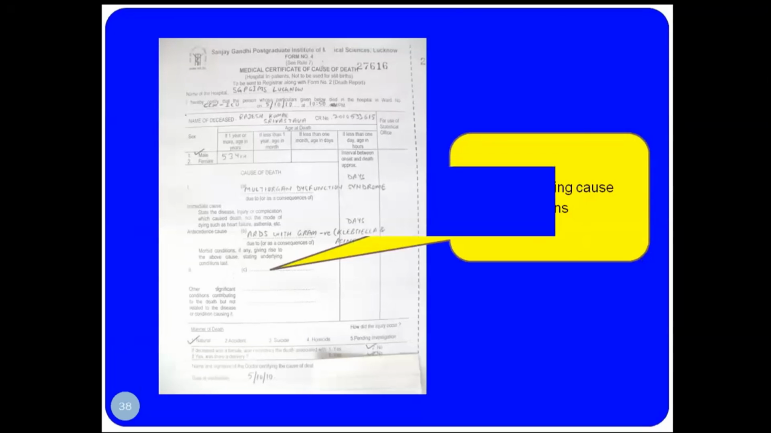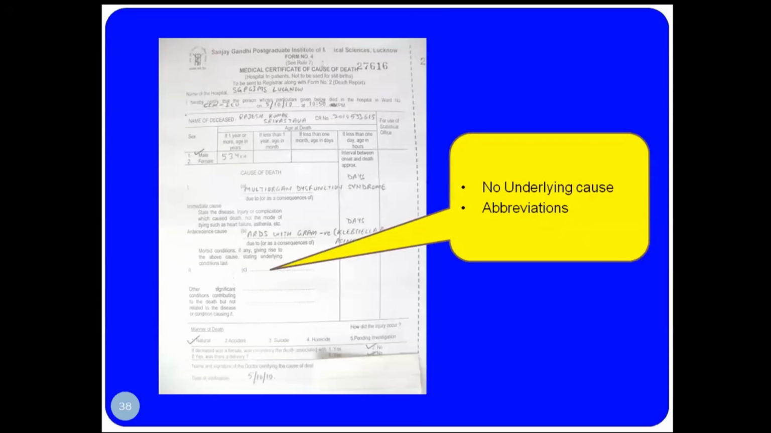Now, what is missing here? No underlying cause. When there is no underlying cause, this death certificate has no meaning, because we don't know why the patient was admitted and with what disease the patient has died. He ultimately died of multi-organ failure, but what led to multi-organ failure, we don't know. So it is not contributing anything to the statistics.